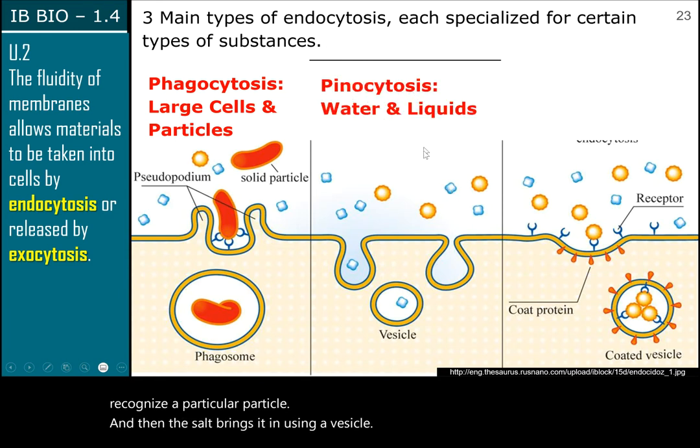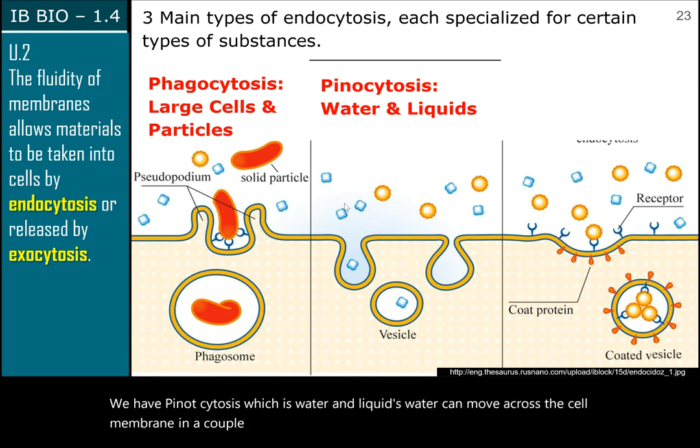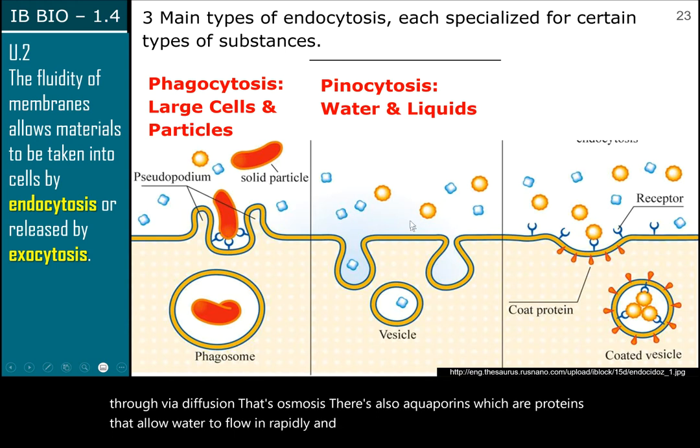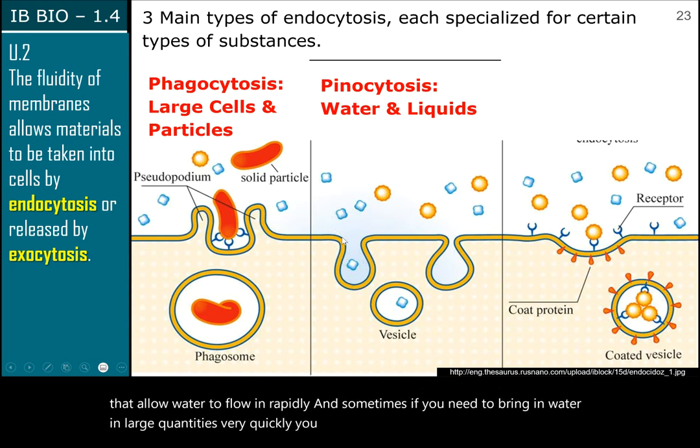We have pinocytosis, which is water and liquids. Water can move across the cell membrane in a couple of different ways. We talked about how water moves through via diffusion, that's osmosis. There's also aquaporins, which are proteins that allow water to flow in rapidly. And sometimes if you need to bring in water in large quantities very quickly, you actually see that through pinocytosis as well.